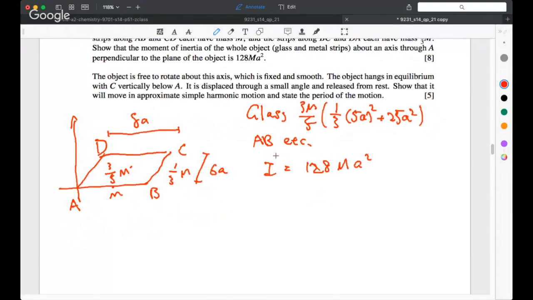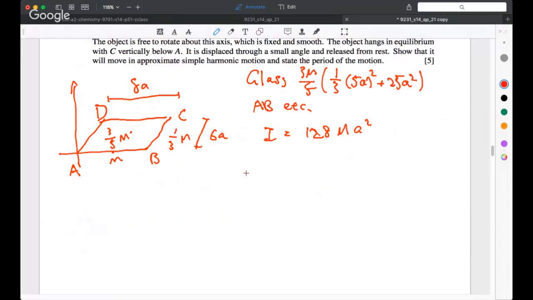And the second part of the question, the object is free to rotate about this axis, which is fixed and smooth. The object hangs in equilibrium with C vertically below A. It is displaced through a small angle and released from rest. Show that it will move in approximate simple harmonic motion and state the period of the motion. So I'm going to draw a diagram. It's hanging from A, and this is its center of mass. Let's call it O.